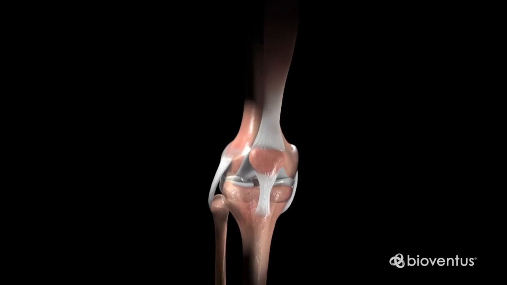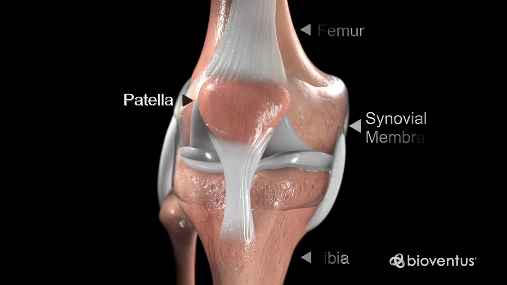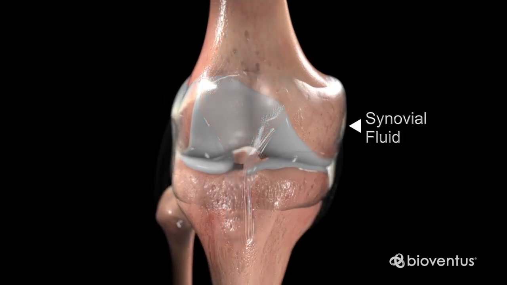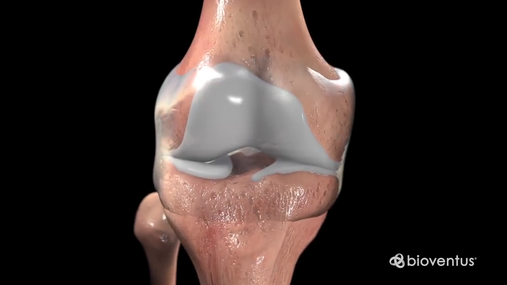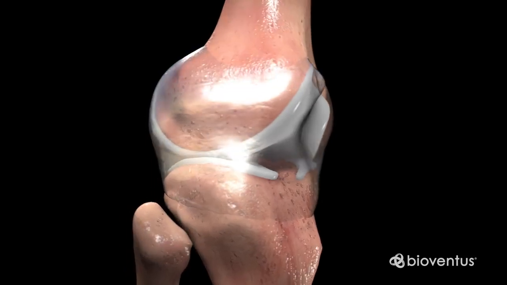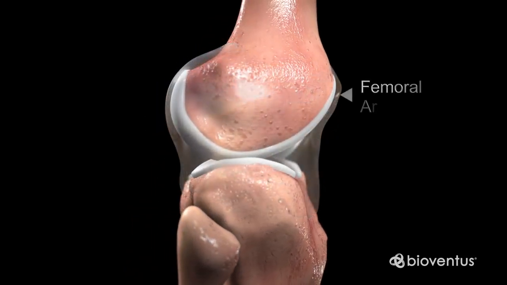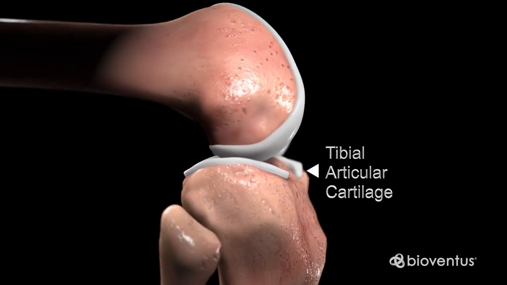The knee joint is made up of the femur, tibia, patella, along with the synovial membrane, which contains synovial fluid. Synovial fluid acts as a lubricant in the knee joint. The end of the femur is covered in articular cartilage, which moves against the articular cartilage of the tibia.